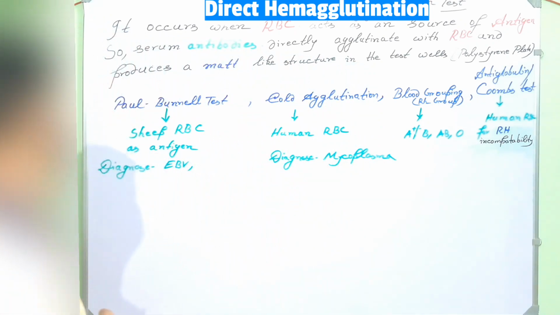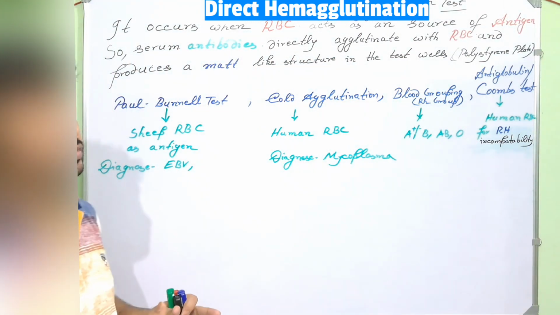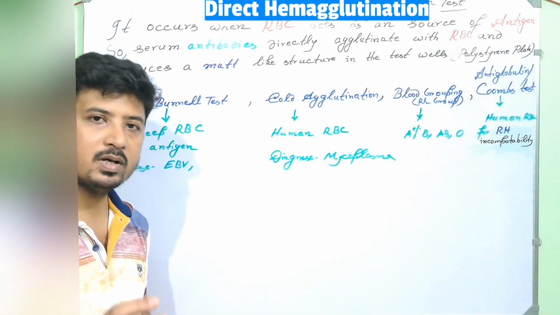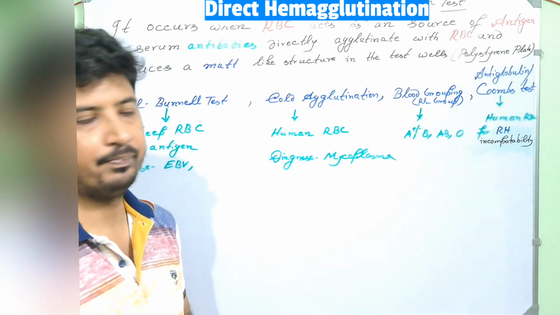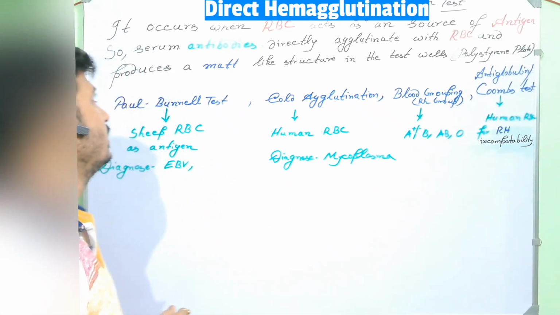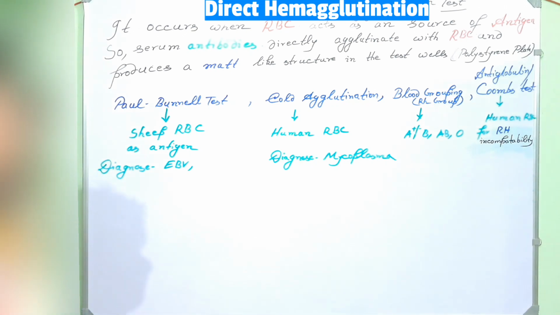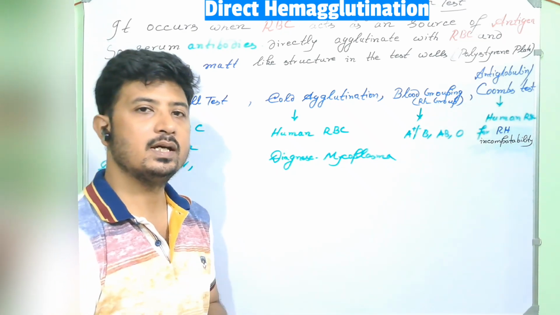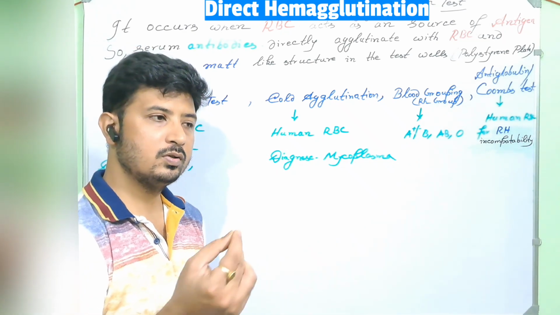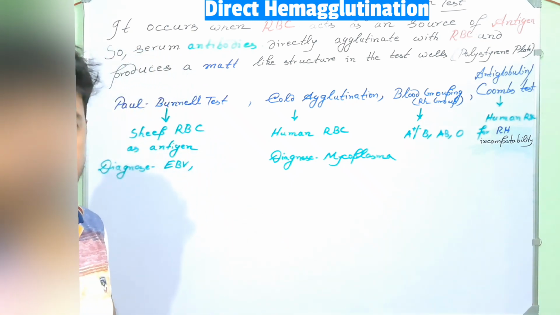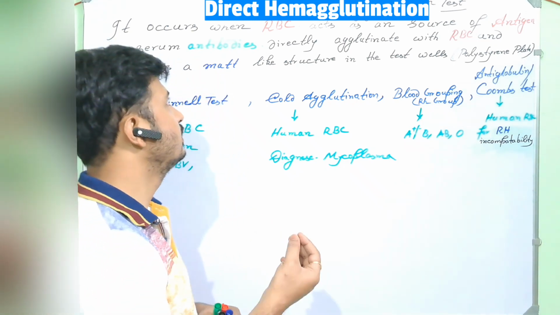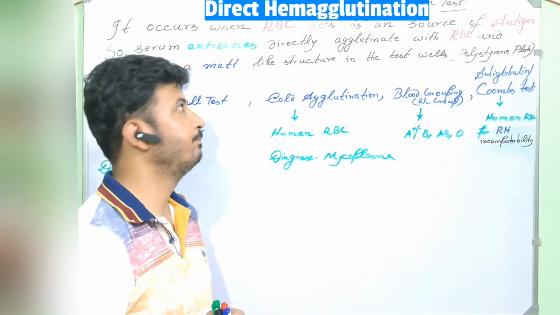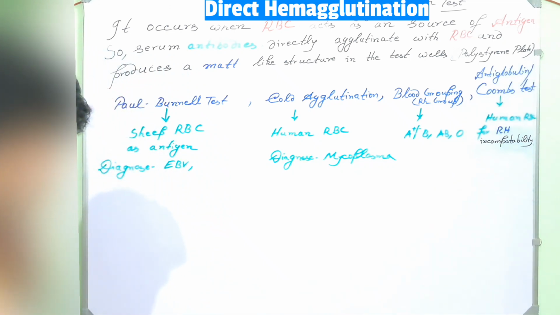Now let's see. It occurs when RBC acts as a source of an antigen. To occur an agglutination reaction, there must be an antigen and antibody. So here the antigen is the RBC, and the serum antibodies, serum from where? That is the patient's serum, which contains the antibodies against the particular pathogen for which you are diagnosing, or for any disease you are diagnosing. Those antibodies directly agglutinate with RBC and produce a mat-like structure.